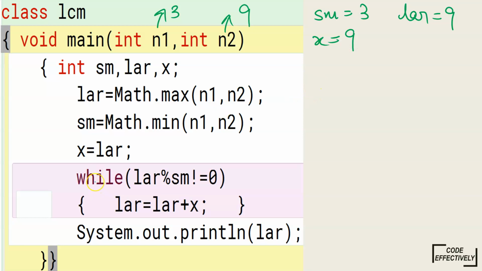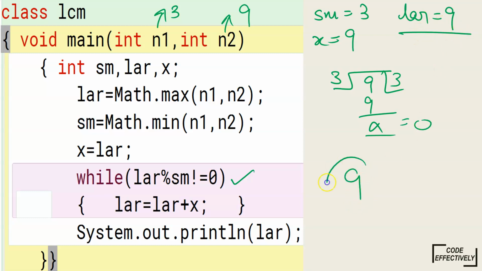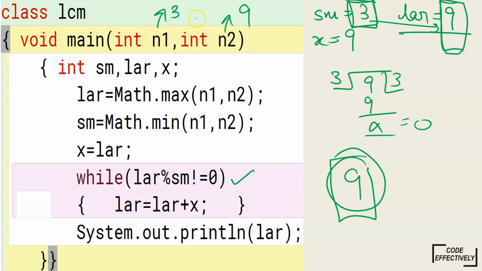Now let's see, while lr modulus sm is not equal to 0. 9 modulus 3 equals 0, since 3 threes are 9. So 0 is not equal to 0 is false, the condition is false. Now what will we print? System.out.println lr, and lr is 9. So our output is 9, because we have to find the lowest common multiple. The smallest number 3 itself divides lr, so this is the smallest multiple. That's why I took this number, so that without going inside the loop we got lr.